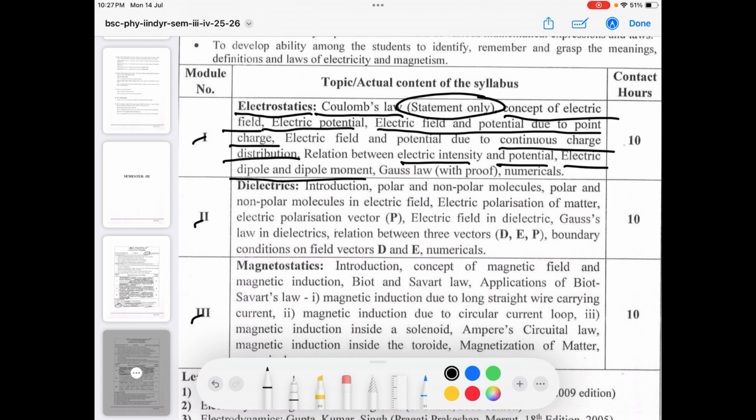And then we have to see the famous Gauss law in electrostatics, that is, Gauss law with its proof, and based on these points we have to see numericals.